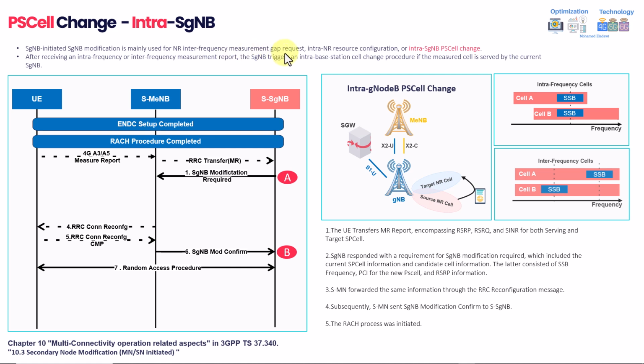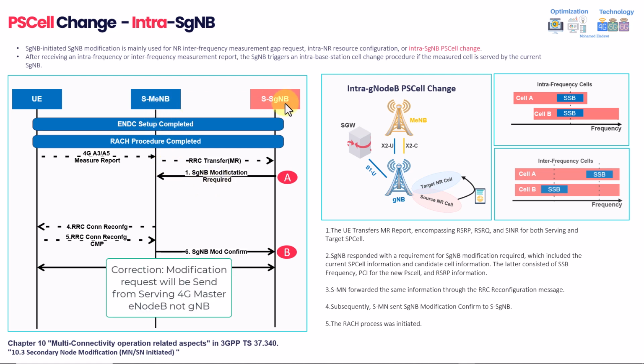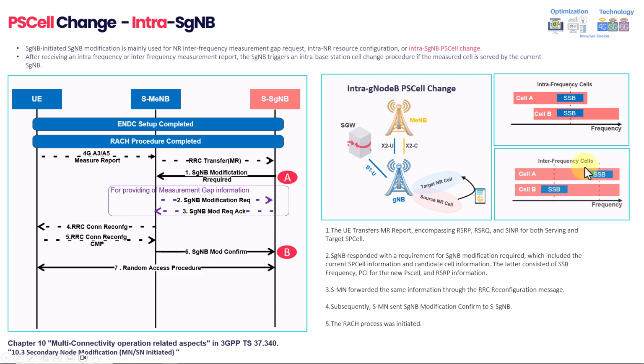For example, gap request change or any other configuration change within the site, and on top of that also SgNB primary secondary cell change. Also sometimes you'll find modification requests being sent from the serving SgNB to the 4G node, asking about some change. For example, let's assume that you have inter-frequency measurement going on. So sometimes here there will be a step before that RRC configuration.